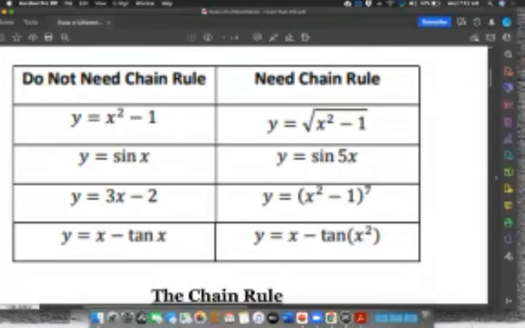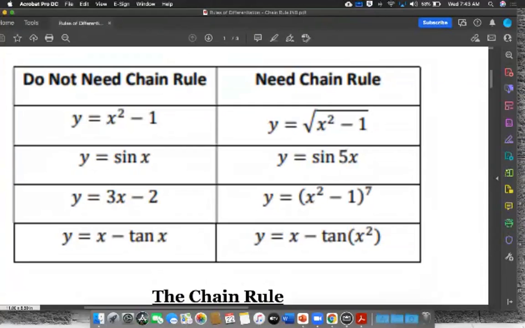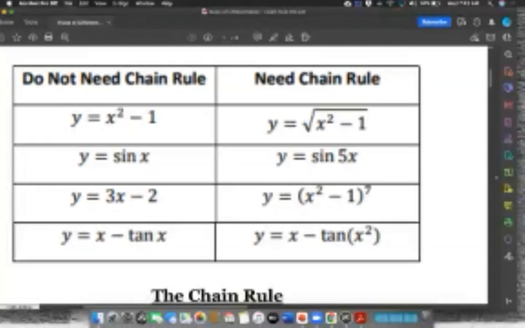Well, here's the thing. If we have an inside and an outside function, we need to use the chain rule. So look at the first one here: square root of x squared minus 1. We know we need to use the chain rule because it says so. What's the outside function? Or sorry, let's start with the inside. What's the inside function here? Does anyone take a guess? What's the inside function going to be for root x squared minus 1?